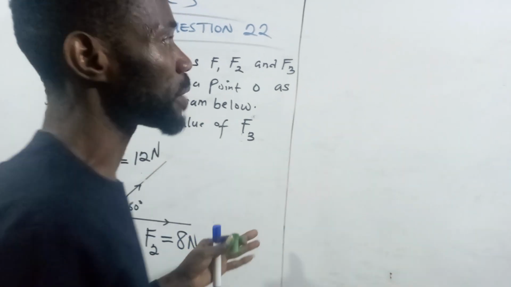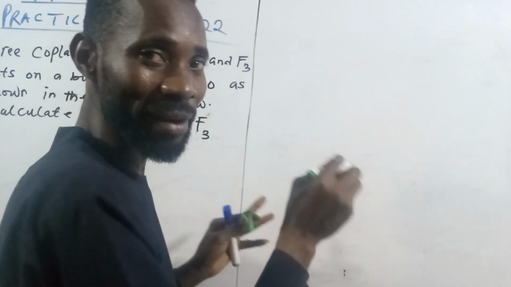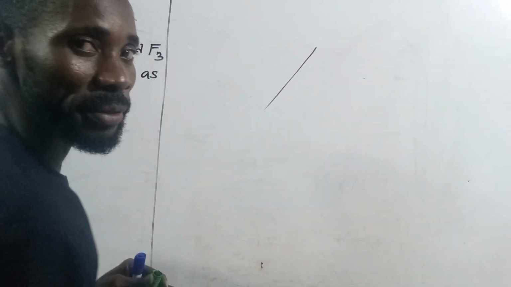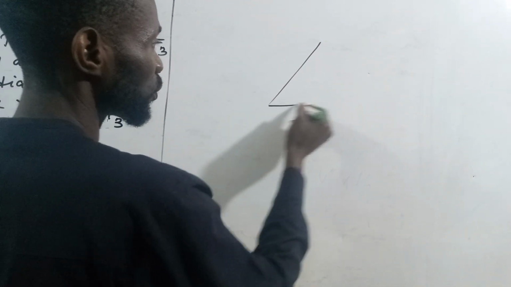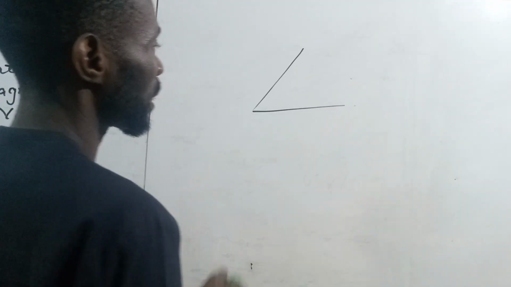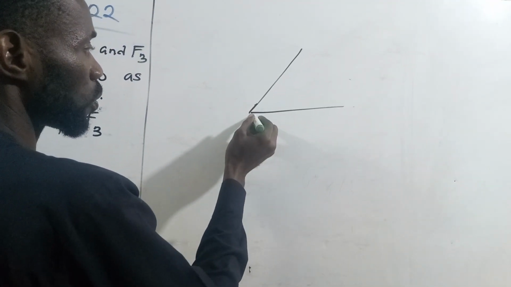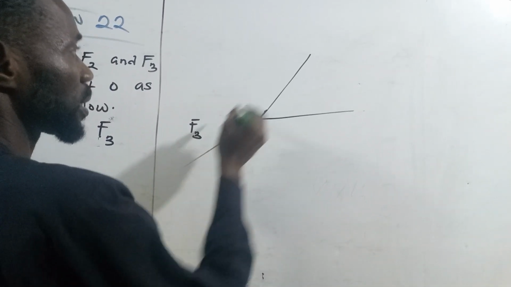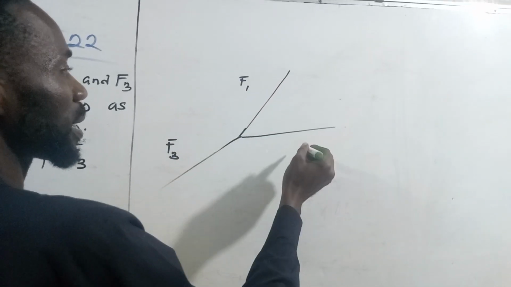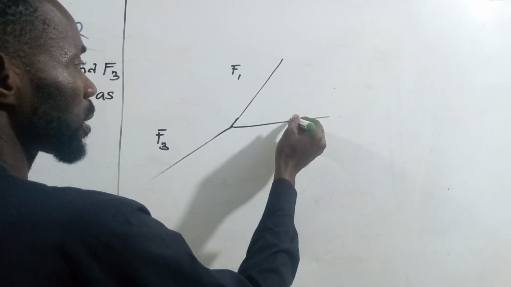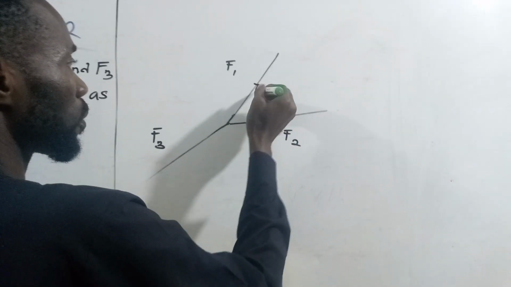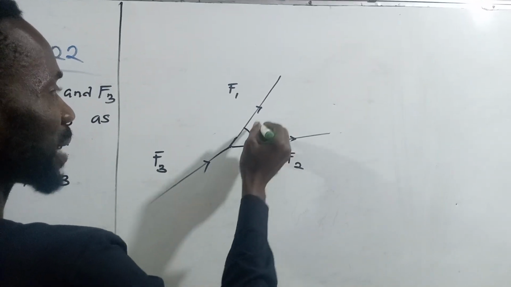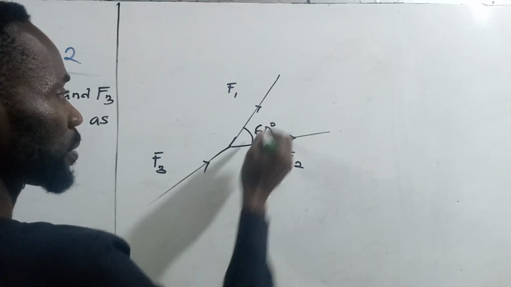In solving this problem, let's first of all bring out the diagram again. The diagram says that we have three coplanar forces. Let's say these are the three coplanar forces, and this is a third coplanar force. Here we have our F3, here our F1, and here is F2. Remember, they are all forces, vectors. The angle between F1 and F2 is 60 degrees.